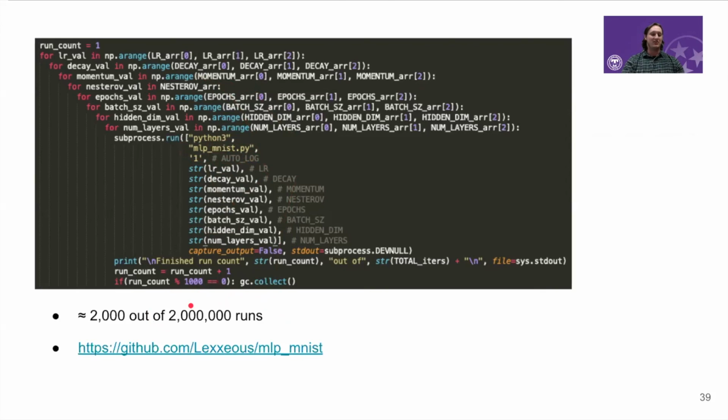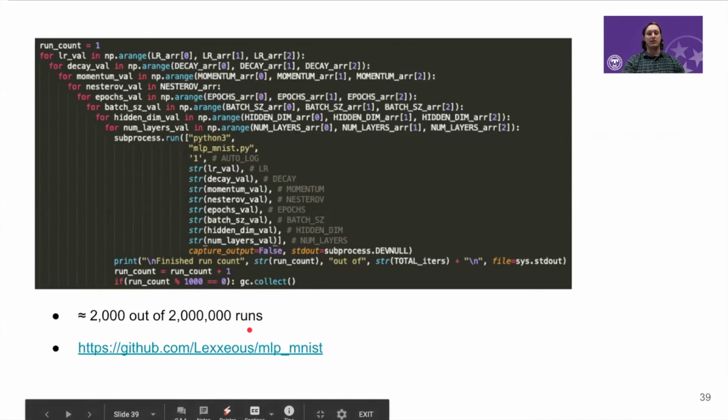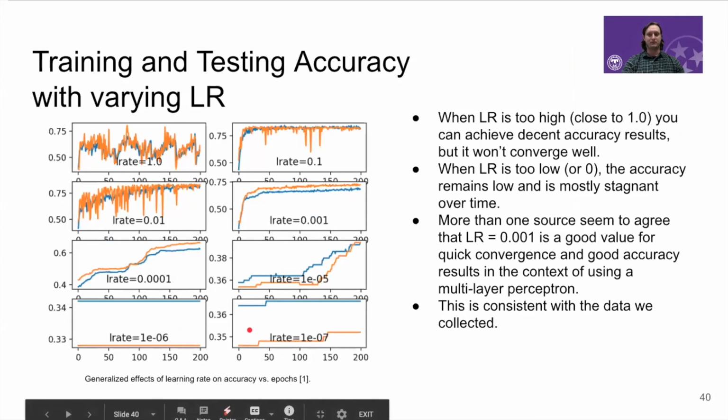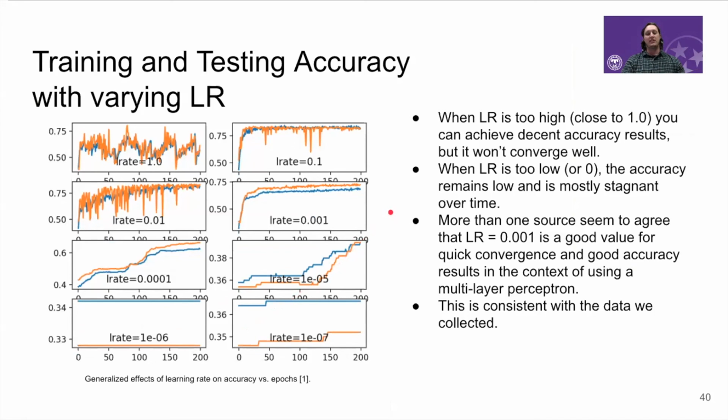But I tried to do it a little bit more systematically. And so we got about 2,000 different runs with a bunch of different points and values. And this code is actually available on GitHub if you want to go look at it. And so basically what we want to look at is the way that some of these parameters are affecting the training accuracy.